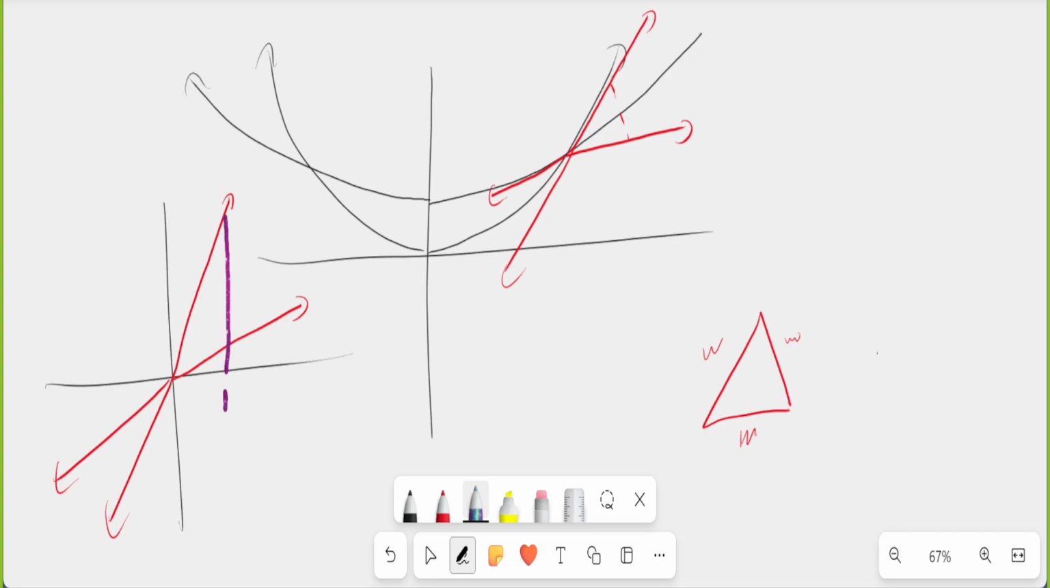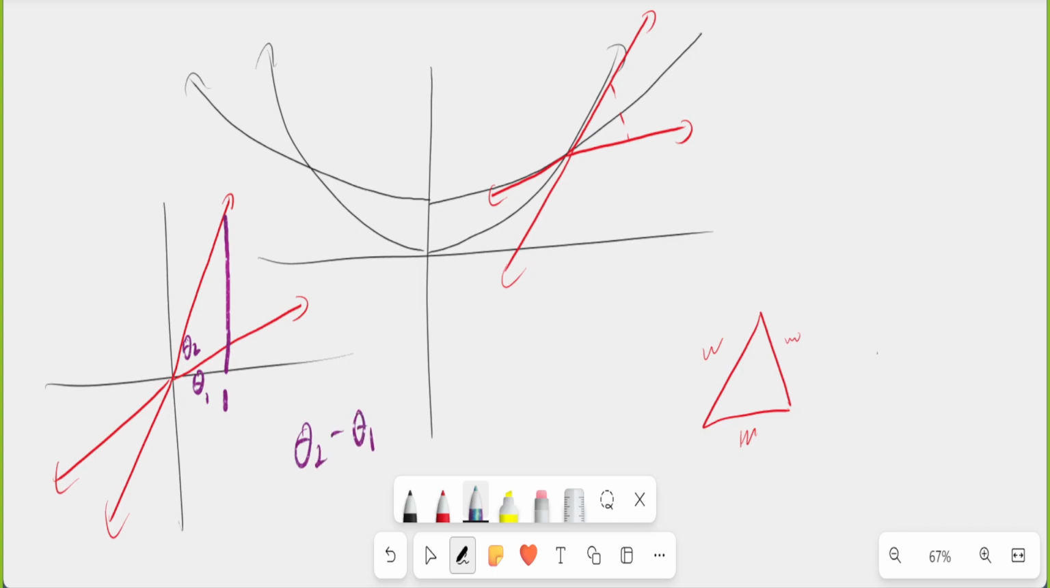You can pick 1 here. I think 1 would be the easiest, right? And then you know theta 1 over here, and theta 2 over here, right? And then you could take the inverse tangent because you know the y value here and the y value here, and then subtract the 2. So theta 2 minus theta 1.